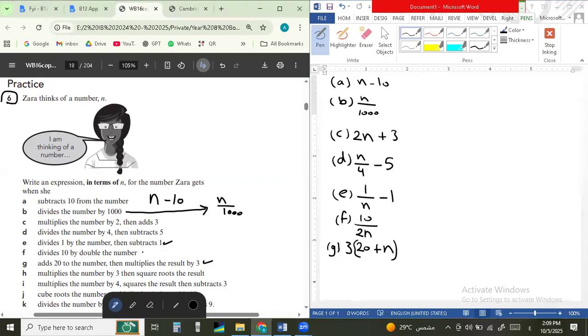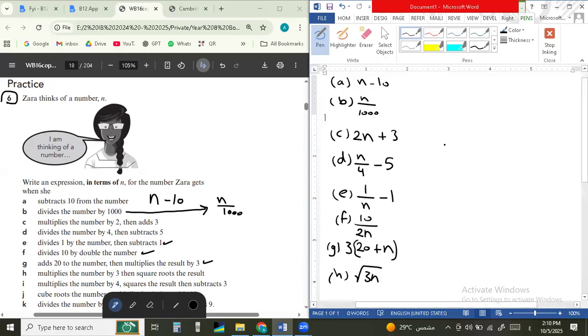Done. Multiplies the number by 3. That's question H. Multiply the number by 3, 3n. Then square roots the result. Square root the result. In a square root, please, we don't write a 2 here. We don't in the square root.